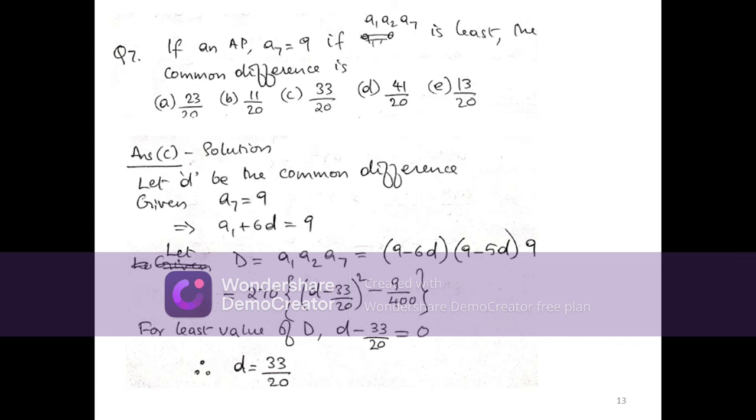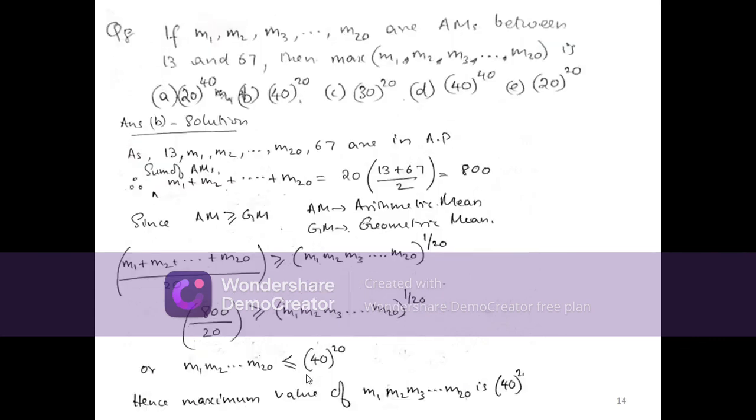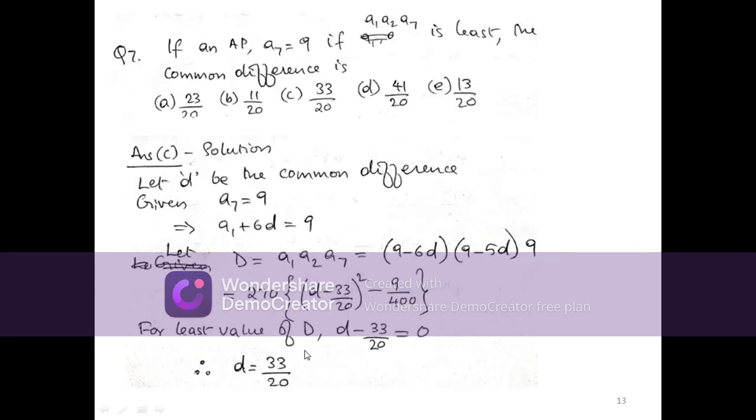If this expression needs to have the least value, then this term, d minus 33 by 20 whole square, should be equal to 0. Then only will it have the least value. So d minus 33 by 20 equal to 0, that is d equal to 33 by 20. Okay.